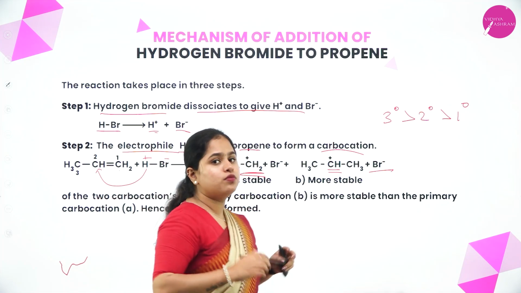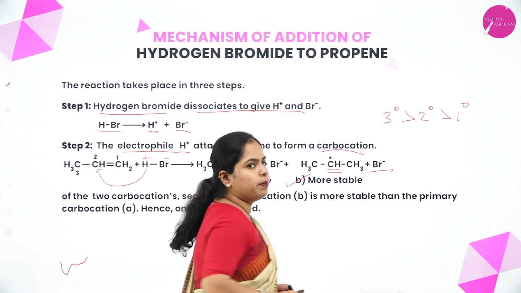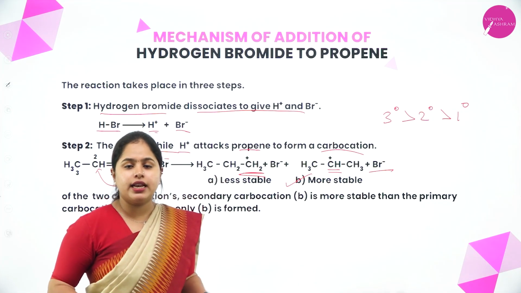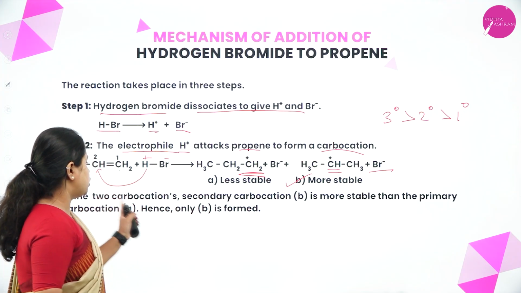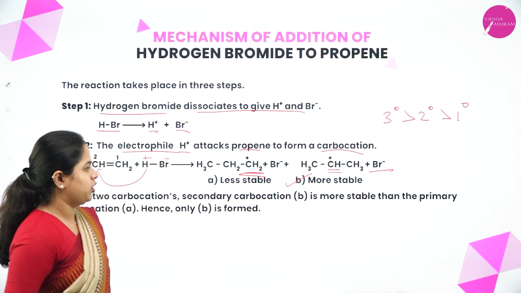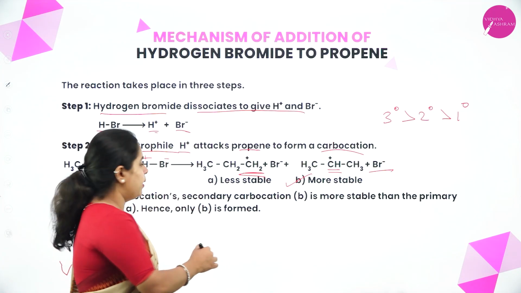So comparing these two, which will be formed, or which will be the major product? Yes, it will be this. This will be the preferred product because it is a secondary carbocation and it is more stable. Okay, so I hope that is clear. Of the two carbocations, the secondary carbocation, which is B, is more stable than the primary carbocation. Hence, only B will be formed.